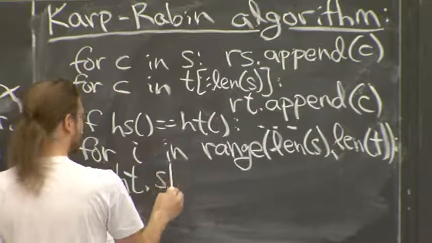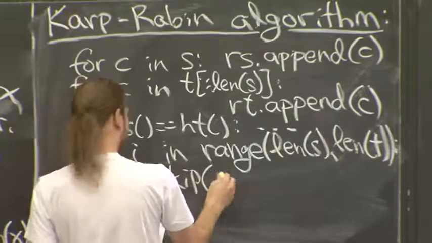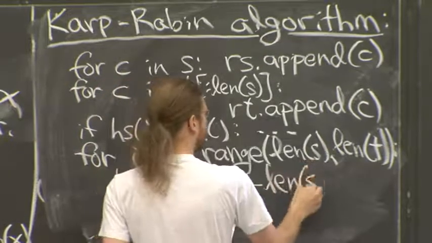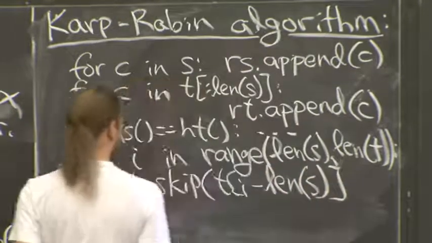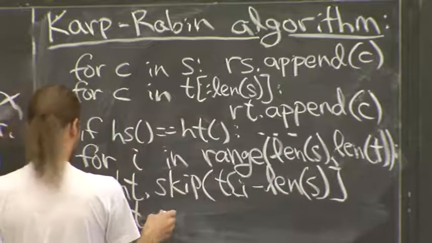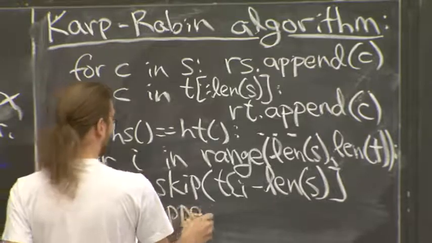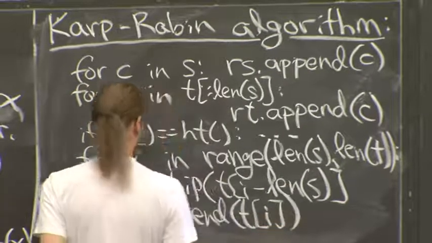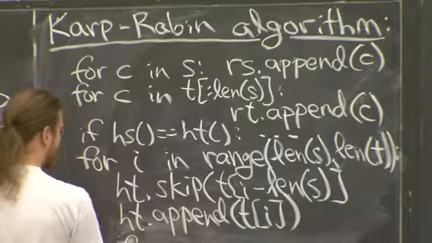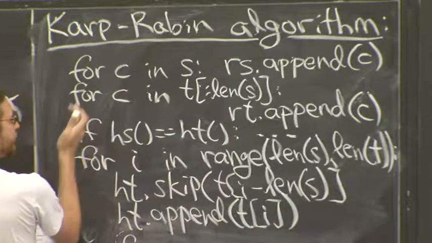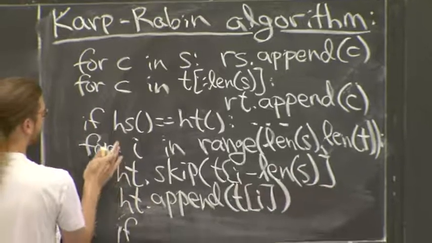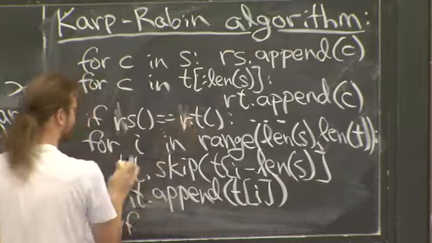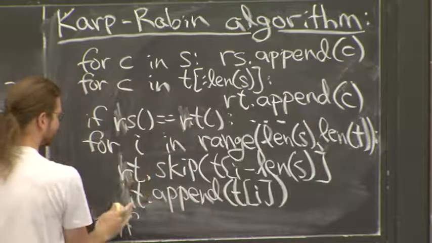and all I need to do is throw away the first letter, which I know is t of I minus length of s, and add the next letter, which is going to be t of I. And then after I do that, I don't change hs, because that's fixed. That's just, or sorry, I switched from h to, in my notes I have h. I've been switching to r, so all those h's are r's. Sorry about that.